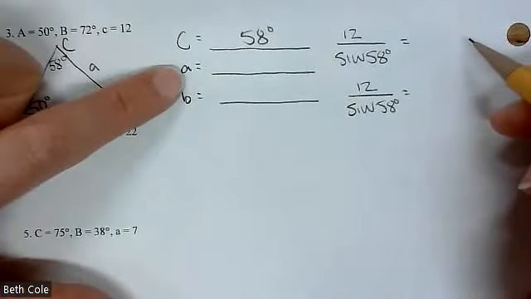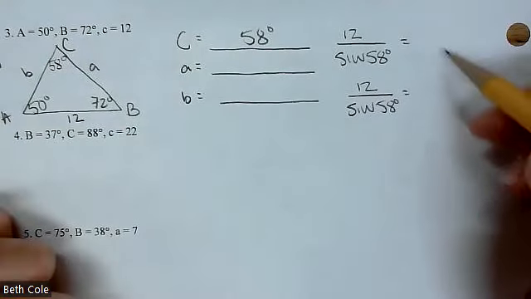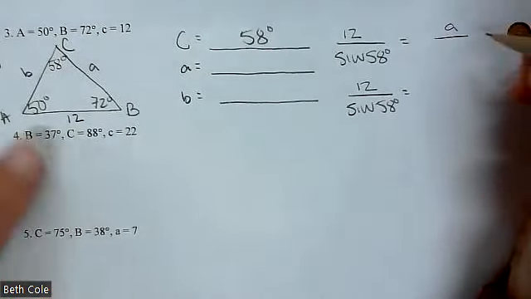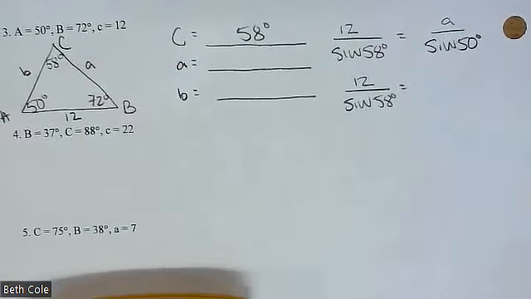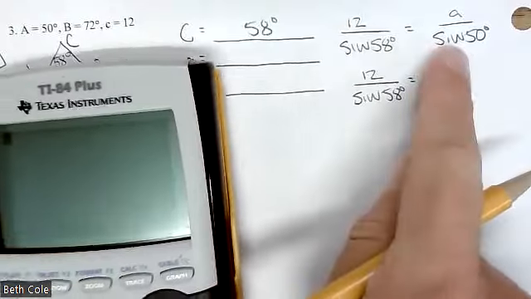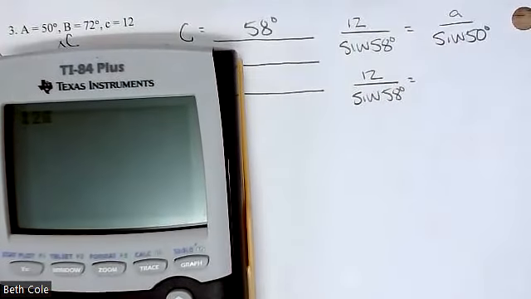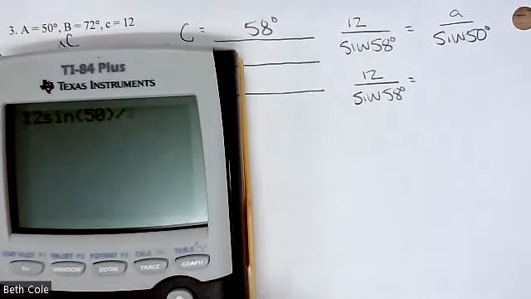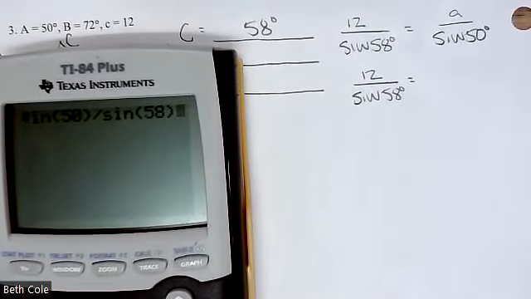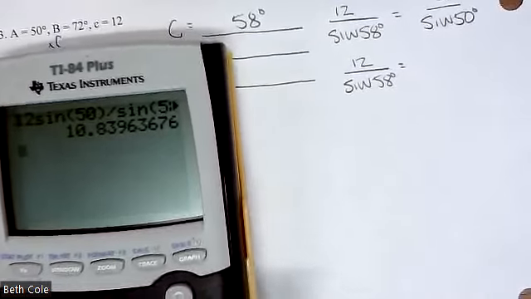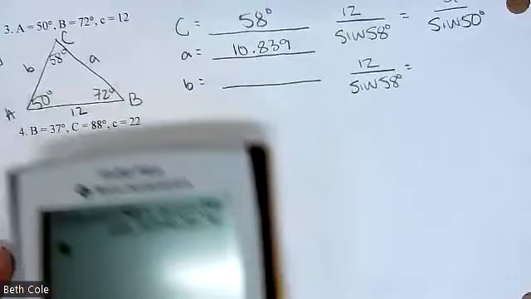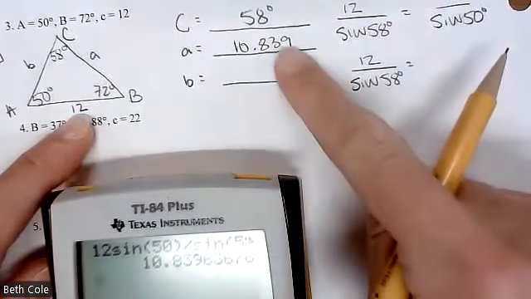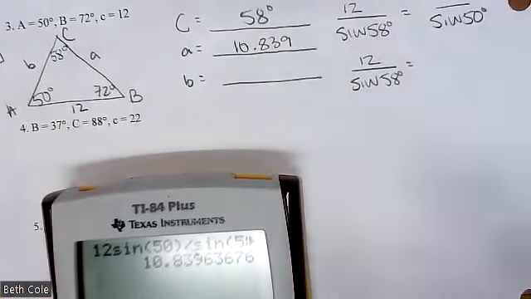Now we want to find A next. So what goes on this side for our setup? Yeah, A over sine 50. And I'm going to type that in. It will be 12 sine of 50. You're going to cross multiply divided by sine 50. What'd you get before I hit enter? 10.839. Does that make sense? Yeah, the other side was 12, so it's in the ballpark.